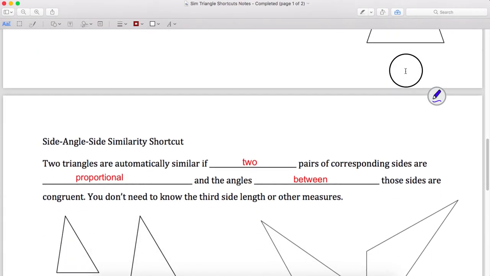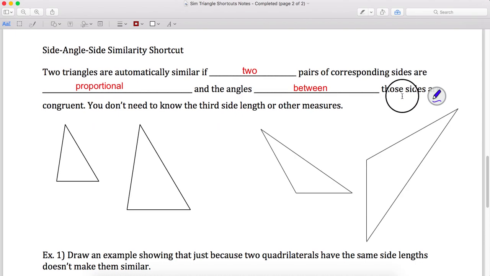Okay, and then last but not least, and I realize that this note guide goes out of order a little bit from the way you did it on the computer, but the last one we're going to write up is the side angle side similarity shortcut, so SAS for similarity. It says that 2 triangles are automatically similar if 2 pairs of corresponding sides are proportional and the angles in between those sides are congruent. Okay, we don't need to know the third side length or the other angle measures.